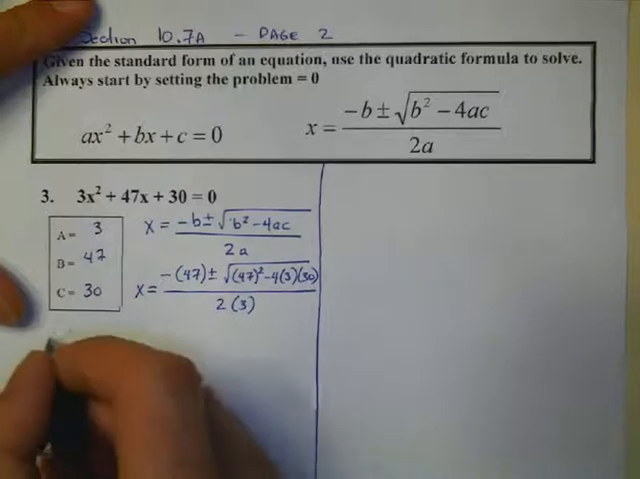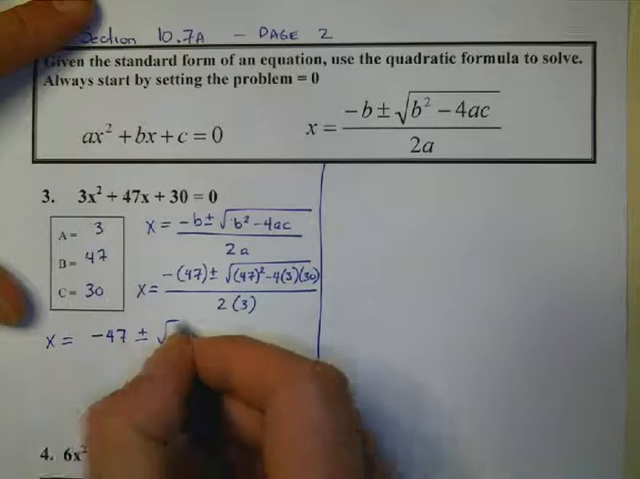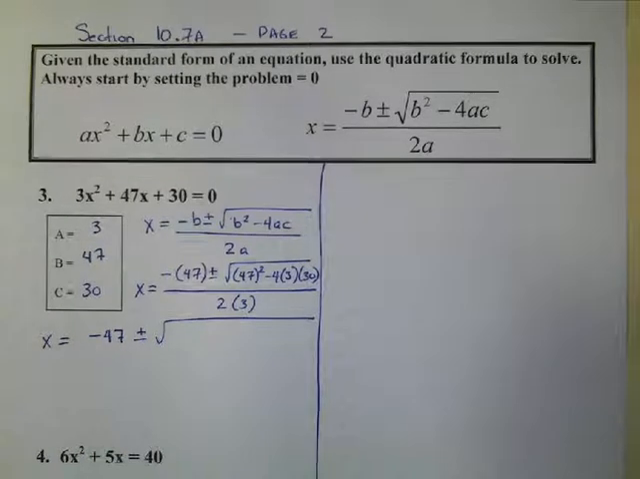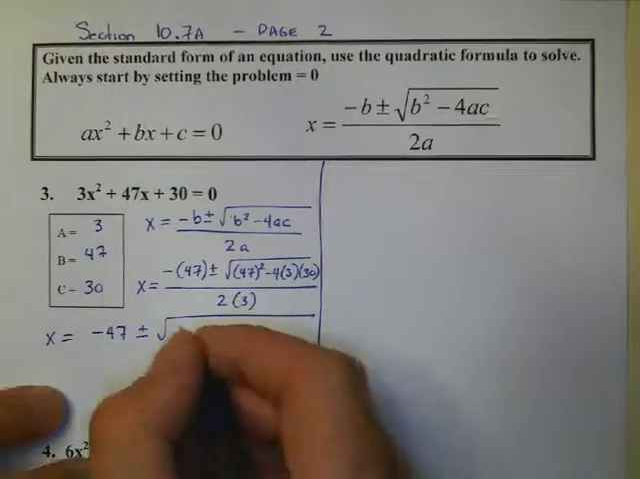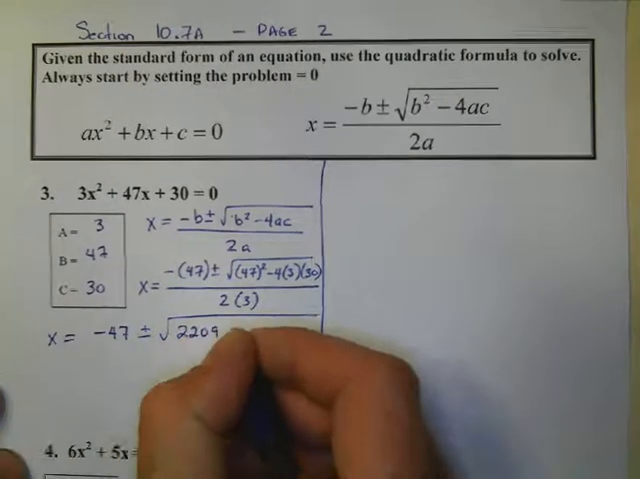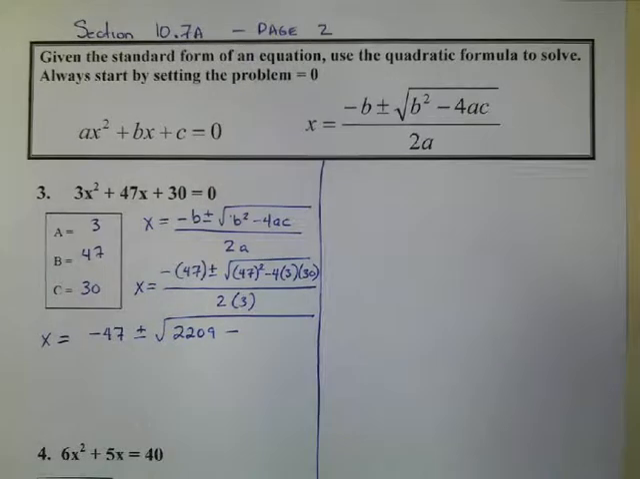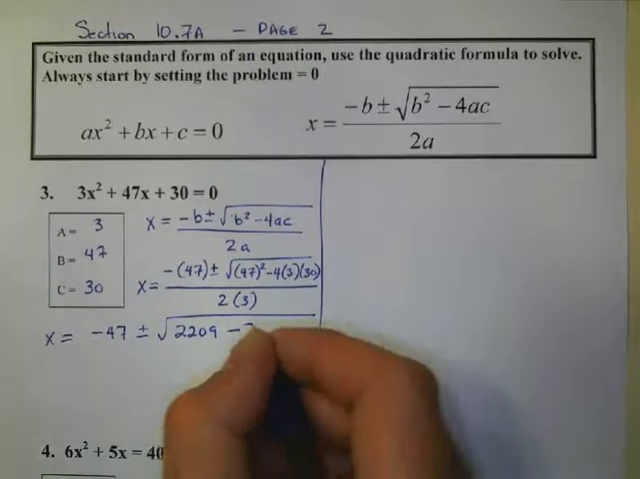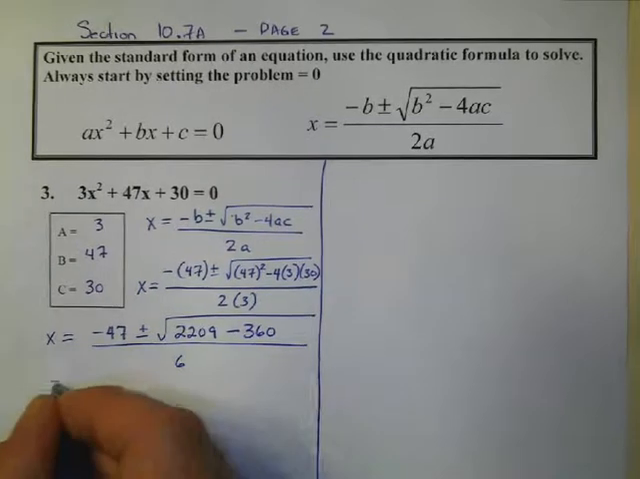We now simplify as best we can. Negative 47 plus or minus 47 squared. Now you may know what 47 squared is. If you don't, we use a calculator and get 2,209 minus 4 times 3 times 30. Well, that's 360. All divided by 6.